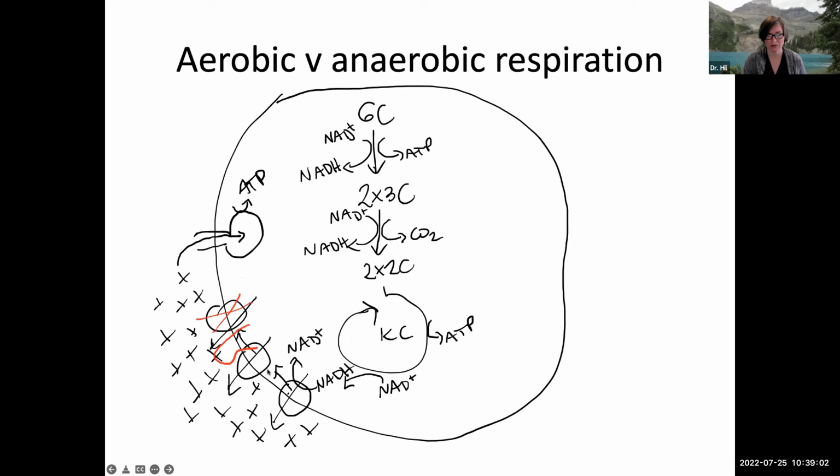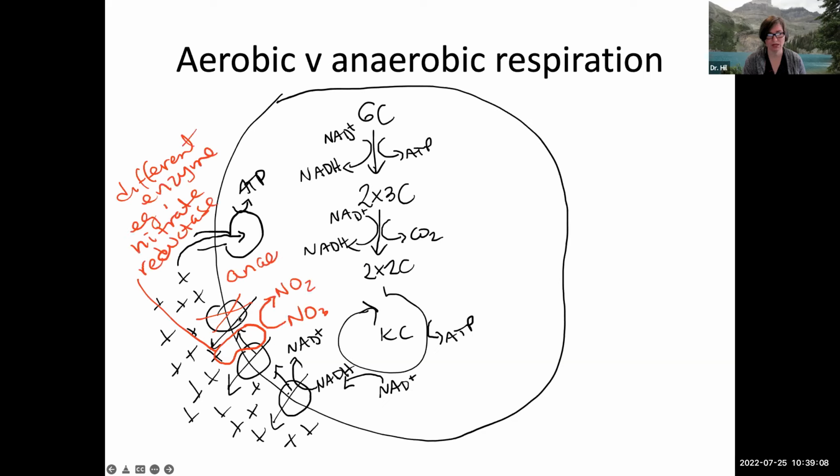And in anaerobic respiration, the major difference is that there's just a different enzyme complex to put electrons onto a different molecule, such as nitrate. So in this particular example, this is nitrate reductase, and it's adding electrons to nitrate, producing nitrite.